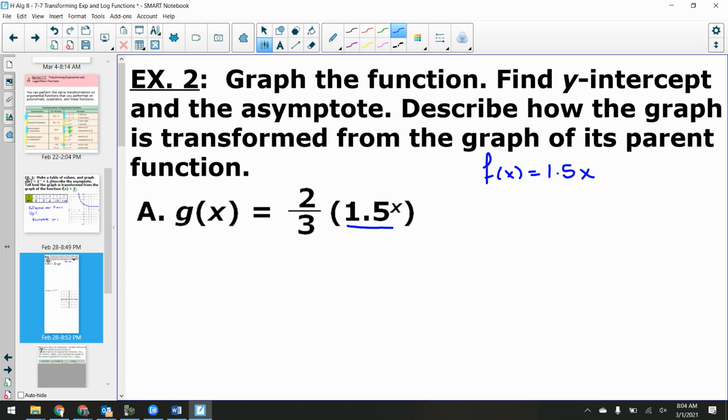So what's the only thing that I'm doing before I even graph? What's happening to 1.5 to the x? Being multiplied by what? 2/3. Where? Down below or up in the exponent? Down below. If it's down below, it's got to be something vertical. So we can say that this is a vertical compression by 2/3, since I'm multiplying by 2/3.